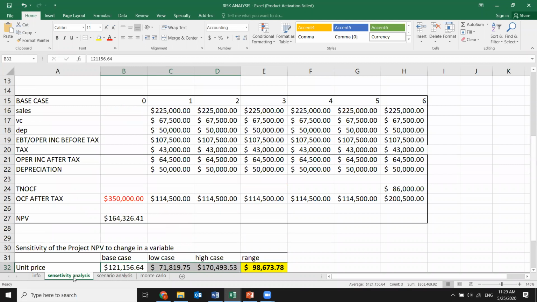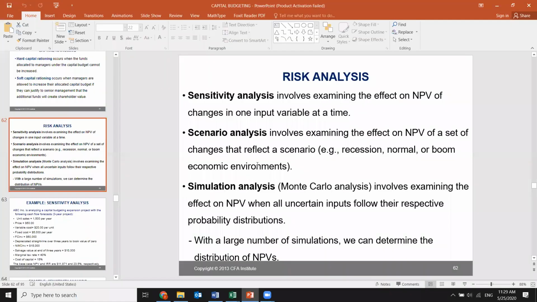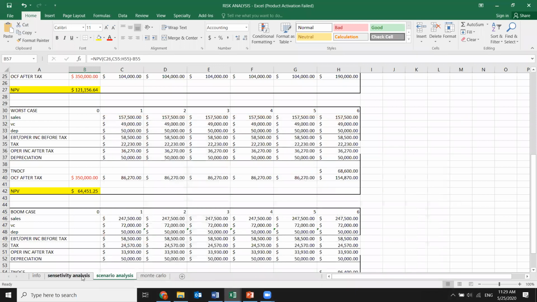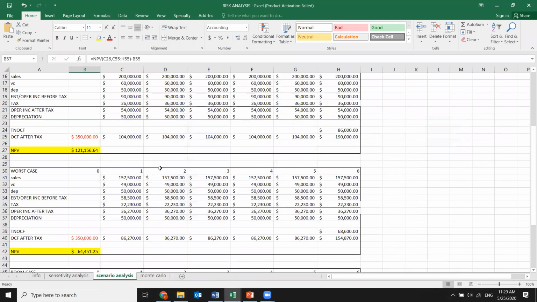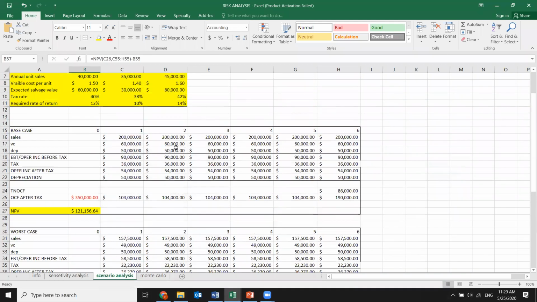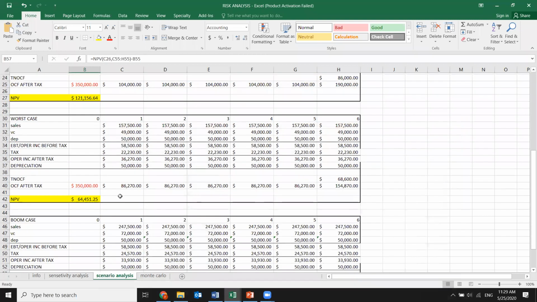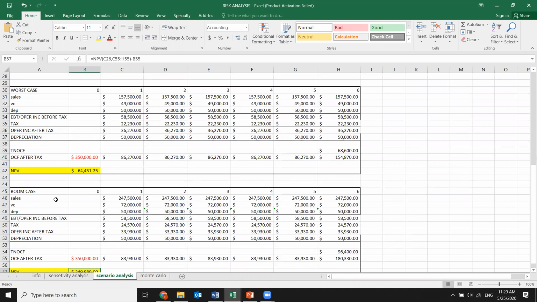This was the case for sensitivity analysis, but scenario analysis involves examining the effect on NPV of a set of changes. The difference between sensitivity and scenario is that in sensitivity, we measure each variable individually, but in scenario analysis, we change all the variables as one, and we create different scenarios like a recession period, when the economy is slowing down, the normal case, when the economy is increasing in a normal way, and a boom case, when the economy is growing, an expansion period, okay? So in these three scenarios, what will be your NPV? This is how we create the scenarios.